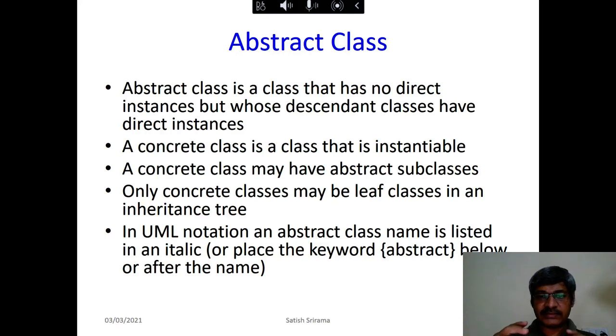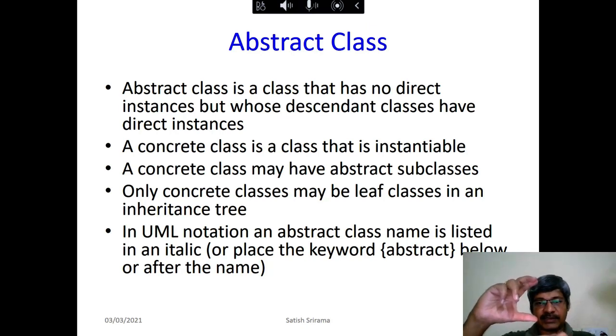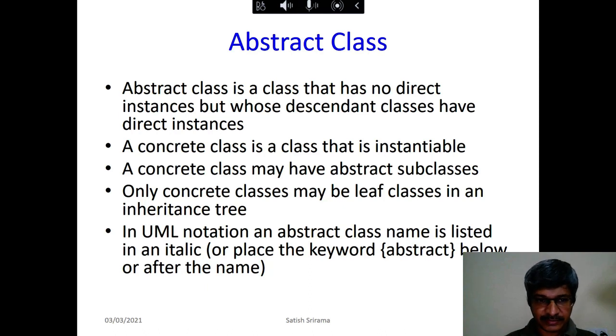So a concrete class is a class that is instantiable. That means you can create instances from a concrete class, whereas from an abstract class you cannot have direct instances. But the interesting thing is, you can have an abstract class which is a subclass of a concrete class. It extends the concrete class and adds additional operations, but does not give any implementation for those operations. We will discuss them with an example, then you will understand them better.